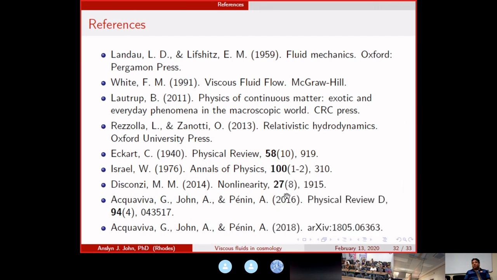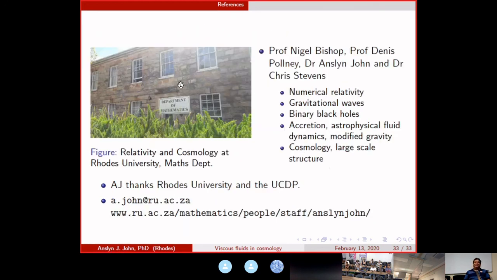Just to wrap up, I'd like to tell you a bit about who we are. And in fact, I'm quite glad that everyone in the group is in this room, because they're going to appear on the next slide. This is what the maths department at Rhodes looks like. We've got these nice trees in the background. The relativity and cosmology group at Rhodes consists of Professor Bishop, Professor Peter Dunsby, Dr. Stevens, and myself. We're located behind various windows here. The group largely works in numerical relativity, gravitational waves, and binary black holes. I'm the non-numerical relativist in the group, so the stuff I do was the subject of this talk, as well as accretion, which we've looked at in modified gravity, and Chris Stevens and I have recently done some work on this. And I'd like to acknowledge the support of Rhodes University and the ETDP program.